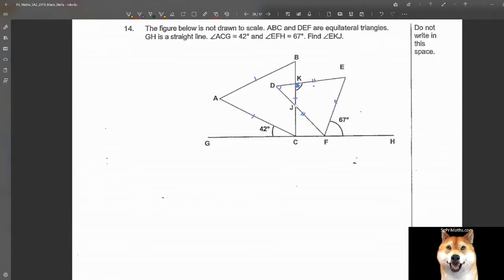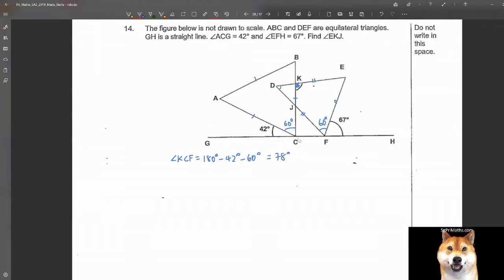So we need to find this, which is the same as this. And in order to find this, we need to find this and this. We know this is 60 because of the equilateral triangle. This is also 60 degrees because this is an equilateral triangle. So basically we have found a solution. Let's find this angle first. Angle KCF equals 180 degrees minus 42 degrees minus 60 degrees. This will give me 78 degrees.